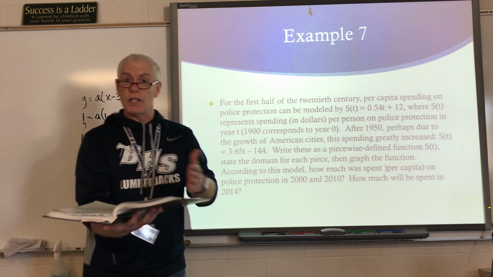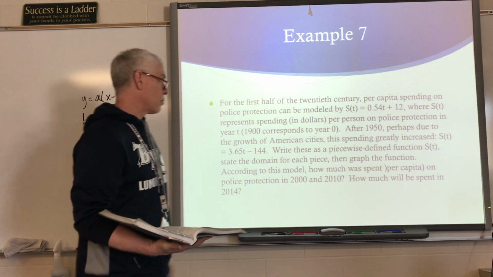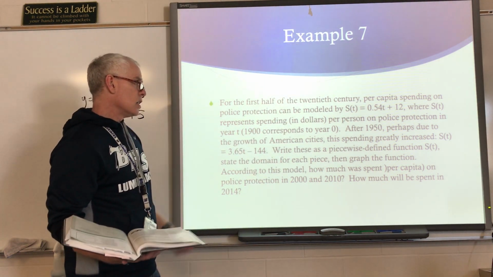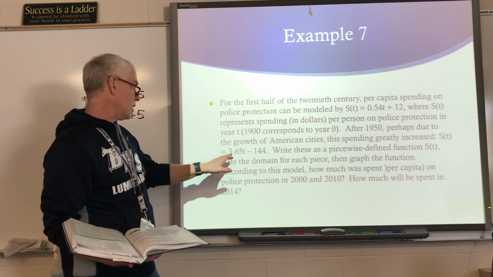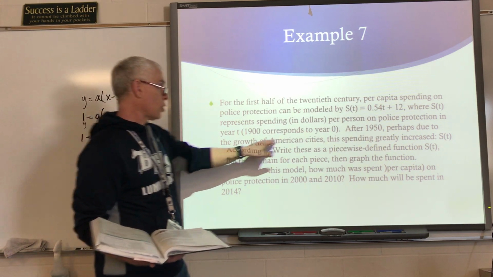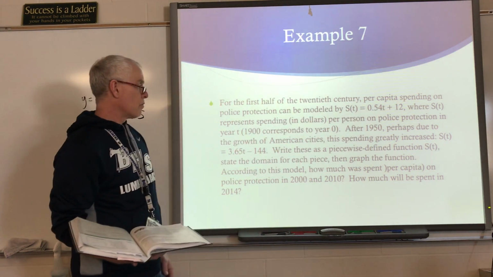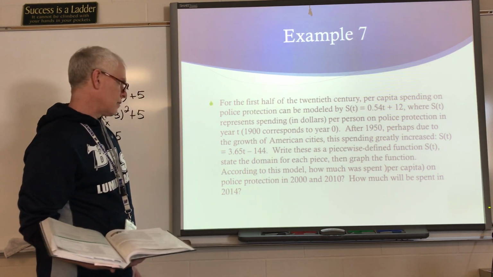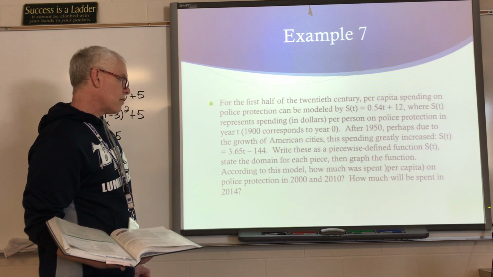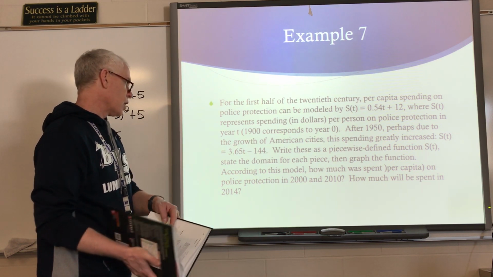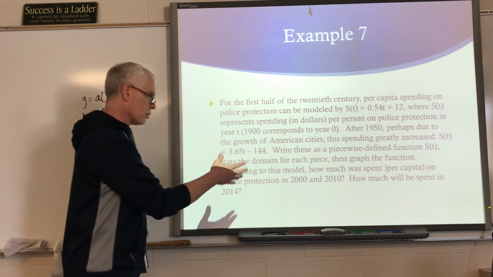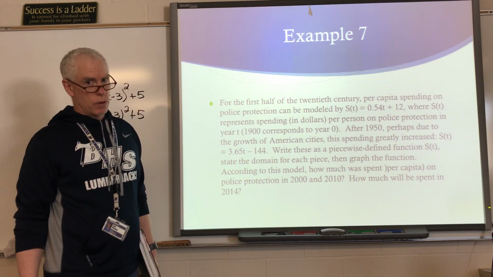So for year 0 to year 50, we're only going halfway through. After 1950, perhaps due to the growth of American cities, this spending greatly increases. So now S of t equals 3.65t. The slope is quite a bit bigger, minus 144. Write these as a piecewise defined function. We'll call it S of t. State the domain for each piece, then graph the function according to its model. And then how much was spent per capita in 2000, 2010, and 2014.